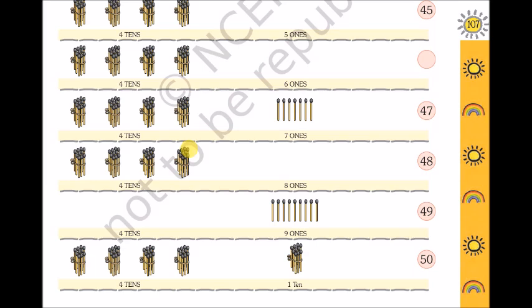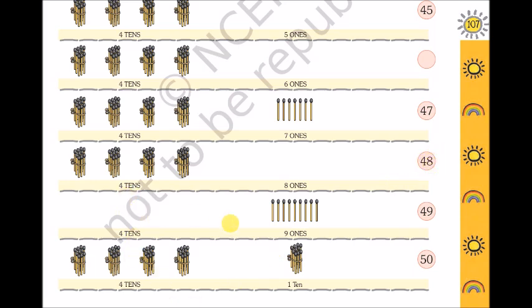4 tens and 7 ones, 40, 41, 42, 43, 44, 45, 46 and 47. 4 and 7, 47. 4 tens means 40 and 8 ones, 41, 42, 43, 44, 45, 46, 47 and 48. We will write 4 and 8, 48.